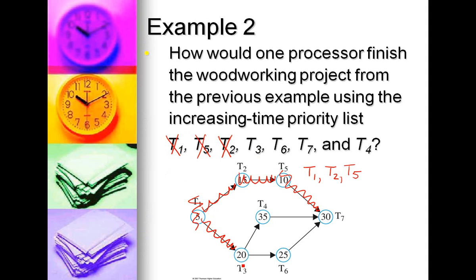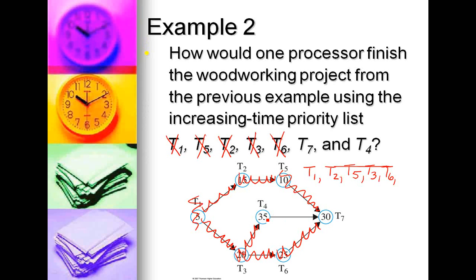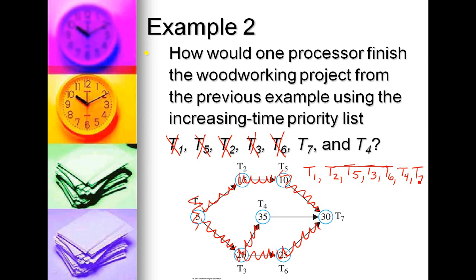Next on the list is T3. Everything that comes before T3 has been scheduled. Then T6. Everything that needs to come before T6 has been scheduled. T7, we still have one thing that has to come before T7, and that's T4, and then T7. So that's how one processor would handle it with an increasing time priority list.